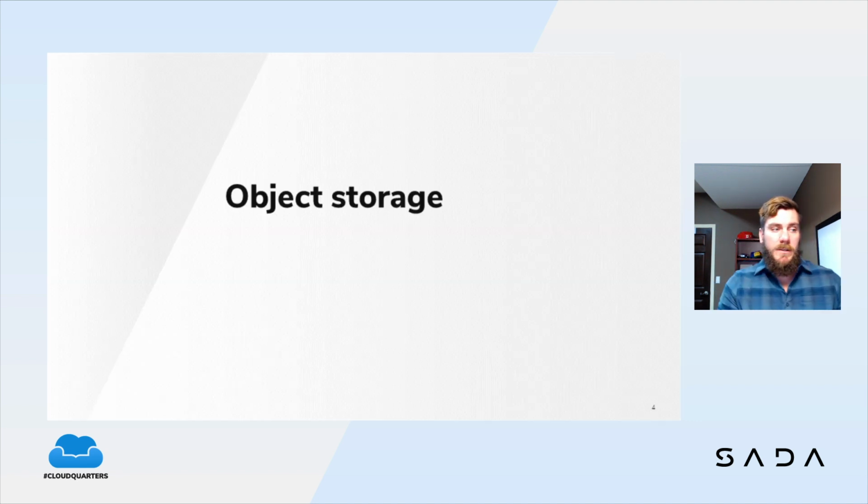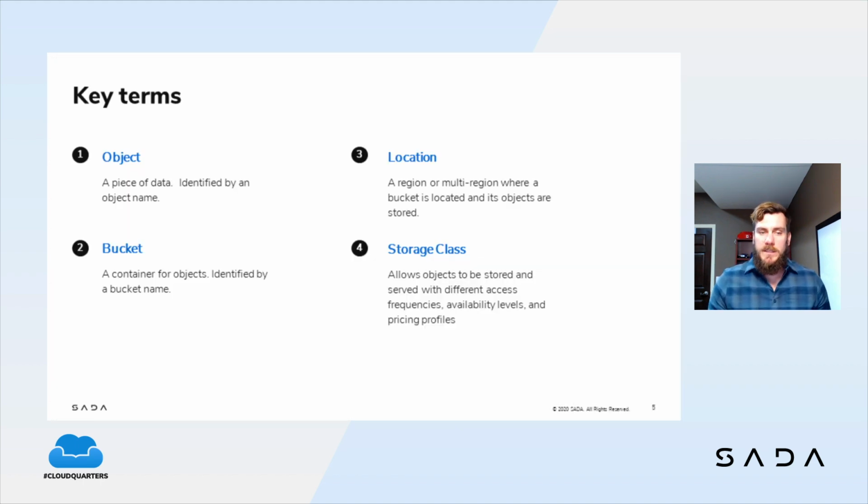So object storage. Before we get started, let's review a few key terms in Google Cloud parlance. An object is a piece of data and it's identified by an object name. A bucket is a collection of those objects and they're identified by a bucket name, which is globally unique here at Google. The location is where the data is going to be stored, so that can be either regional or multi-regional. Something like US West 1 or potentially the whole European region would be a multi-region setup. And then the storage class. These are how the different objects are going to be served up based on your use cases, access frequency, availability levels, and pricing profiles.